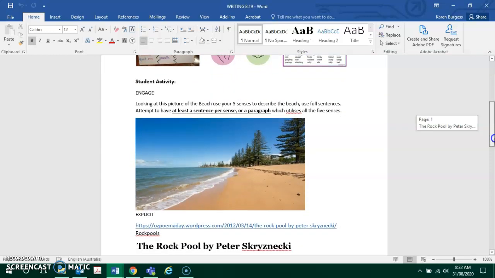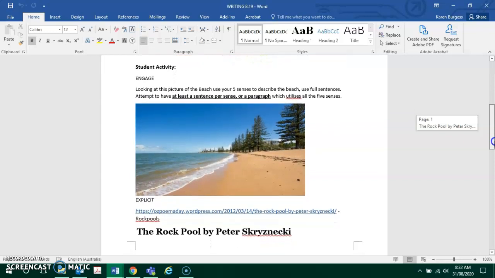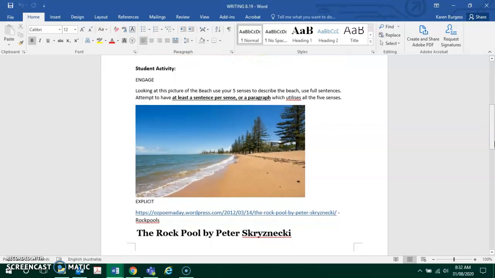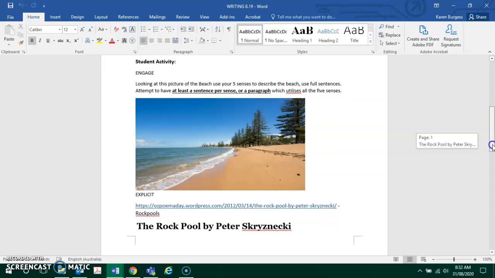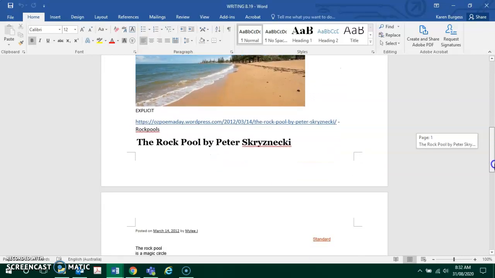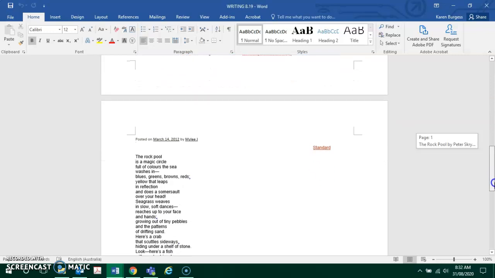The first action that you're going to do is look at this picture of the beach and use your 5 senses to describe the beach using full sentences. Try and have at least one sentence per sense, or at least a paragraph that uses all of the 5 senses. Then you're going to look at this poem called The Rock Pool.